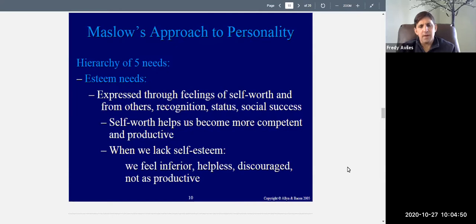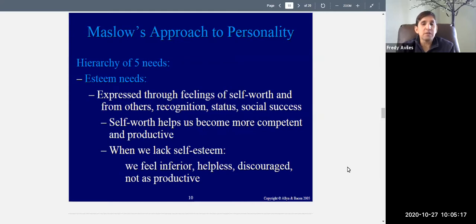So they make us feel good about ourselves when we have these things. They raise our self-esteem, okay? They raise our sense of self-worth, right? And self-worth helps us become more competent and productive. When we feel better about ourselves, yes, we are more productive. We feel better, so we get along better with others. We're more likely to do our work and try hard, right? And we're at our best when we feel like we're worthy, like when we feel good about ourselves.